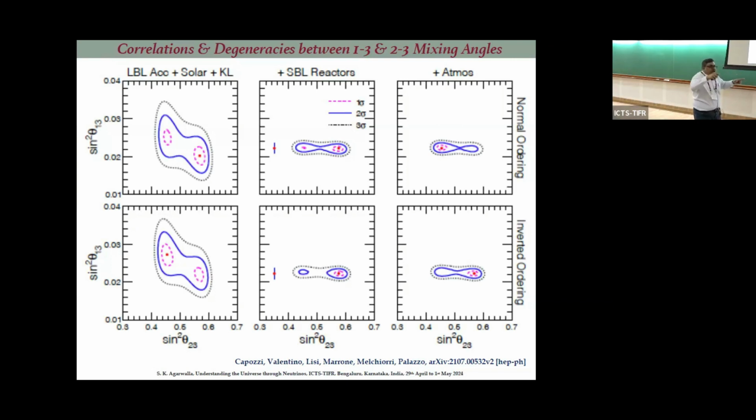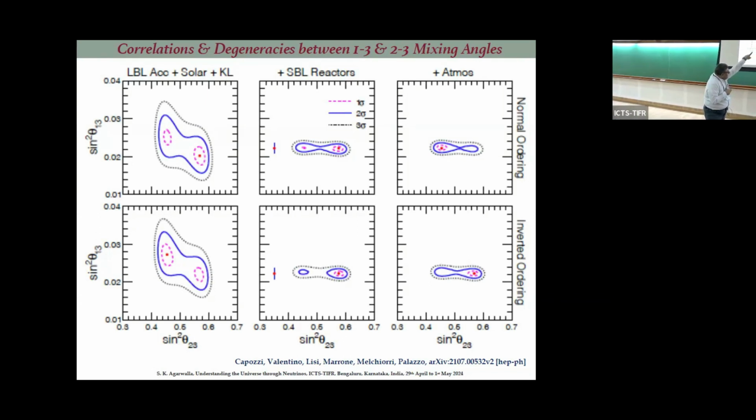Now you see the magic of atmospheric. If you don't use Super-K and if you use Super-K. Up to this, you don't use Super-K. The moment you use Super-K, can you see? This contour flips to this.